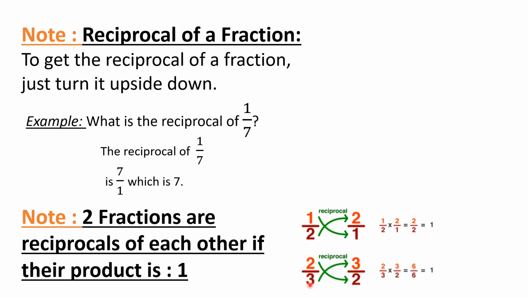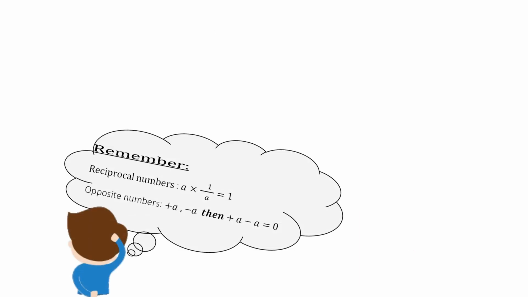2 over 3, its reciprocal is 3 over 2. Let's multiply the fraction by its reciprocal. 2 times 3 it's 6. 3 times 2 it's 6. 6 over 6 is equal to 1. So, keep it in your mind. If I multiply a number by its reciprocal, the answer is 1.